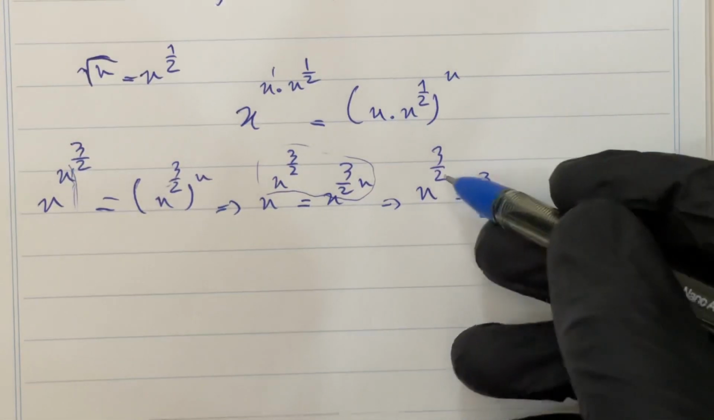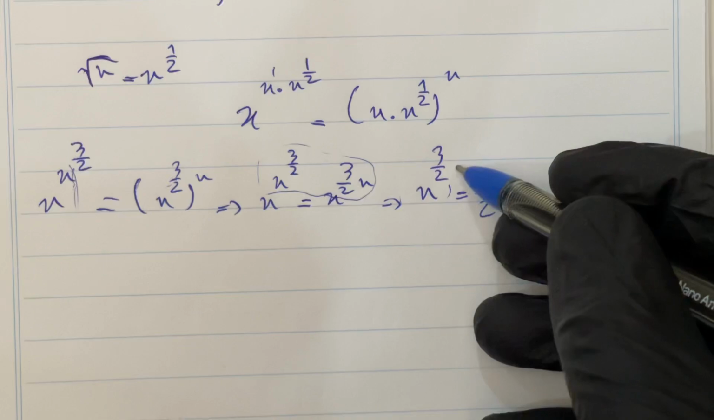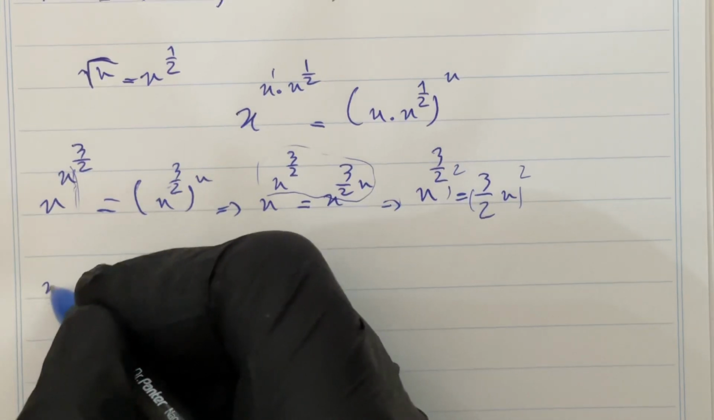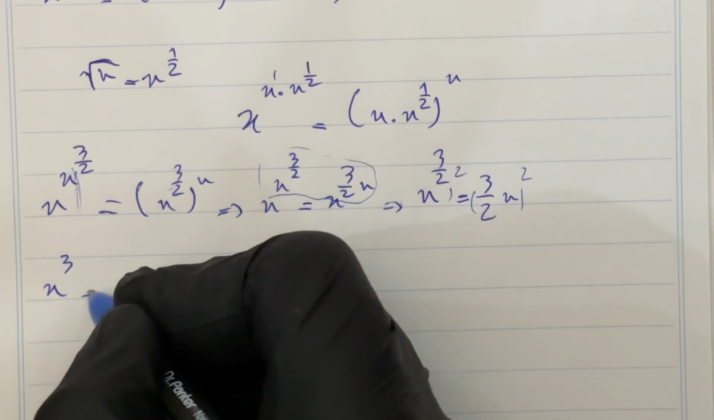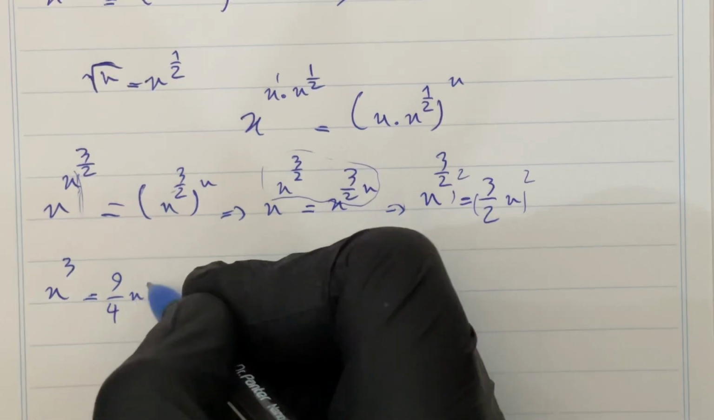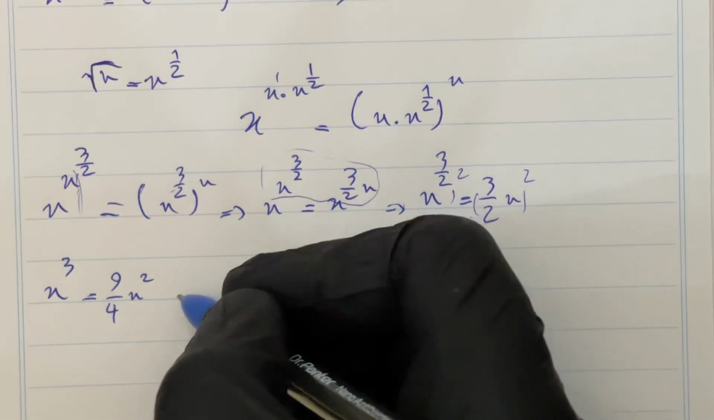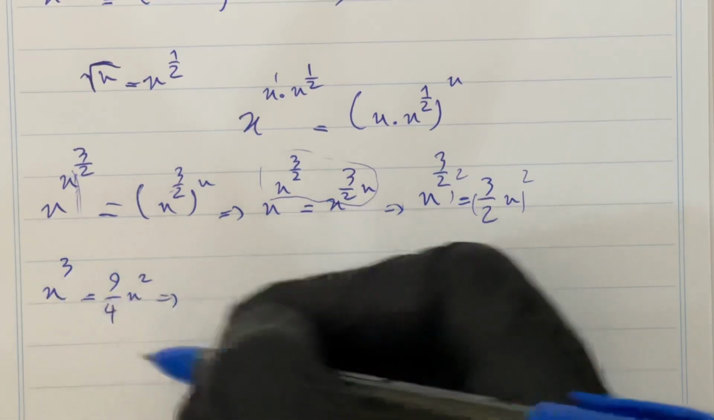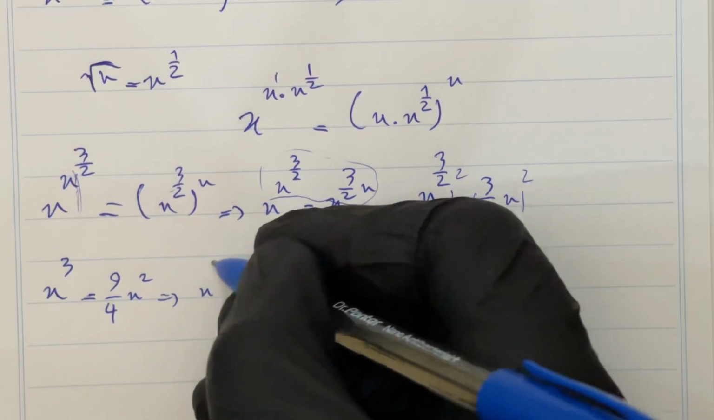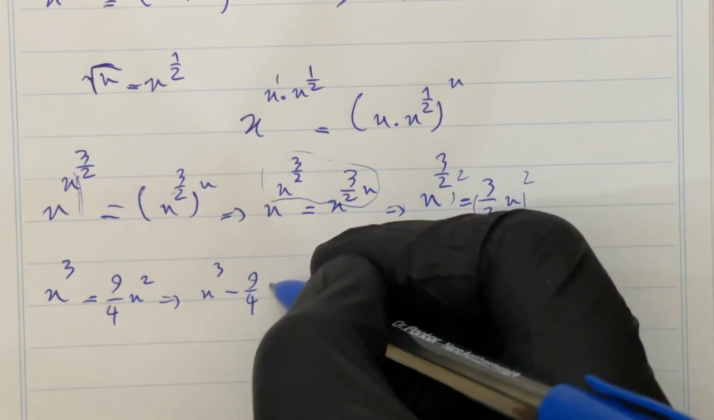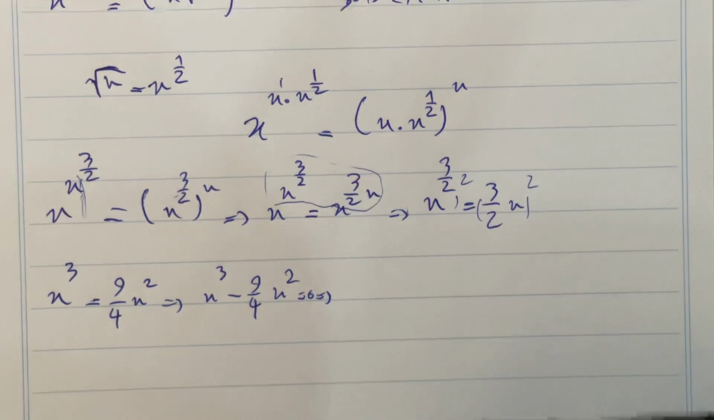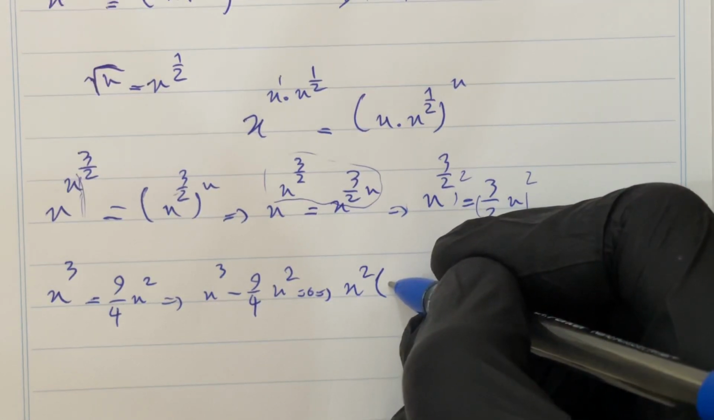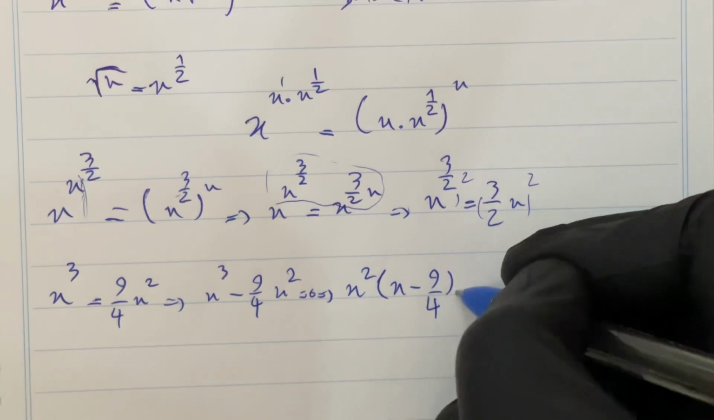For me at least, I'm going to get rid of this 2 in the denominator of the exponent. To do so, let's take both sides to the power of 2, and we would have x to the power of 3 equals 9 over 4 times x to the power of 2. This is a pretty nice equation. We take this to the left-hand side: x to the power of 3 minus 9 over 4 x squared equals 0. Let's factorize x squared: x squared times x minus 9 over 4 equals 0.